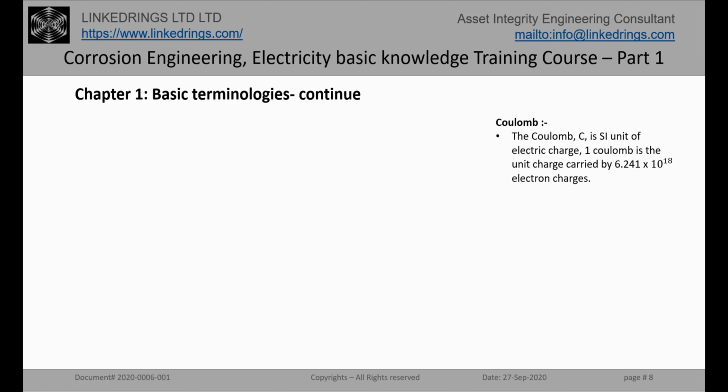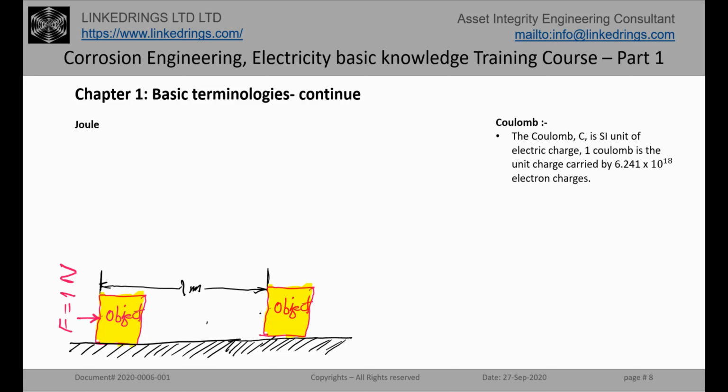The coulomb is the SI unit of charge, and 1 coulomb is equal to 6.241 times 10 power 18 electronic charges. So a group of electronic charges with the number of 6.241 times 10 power 18 equals 1 coulomb.